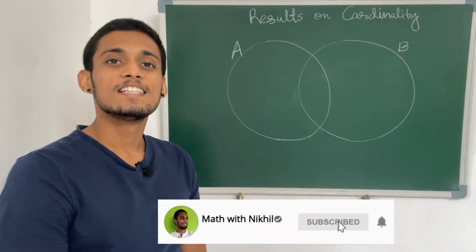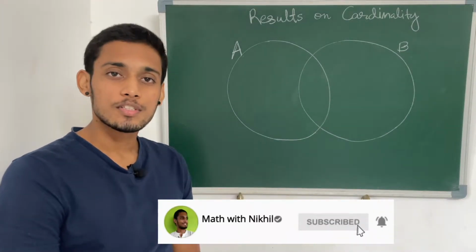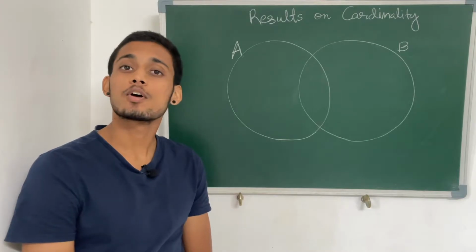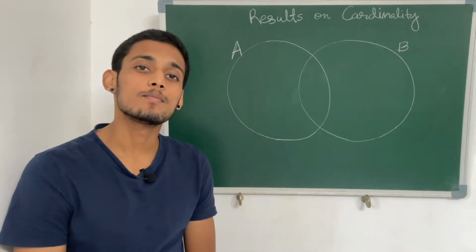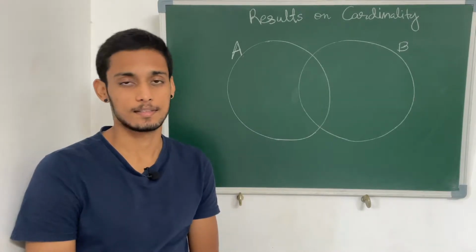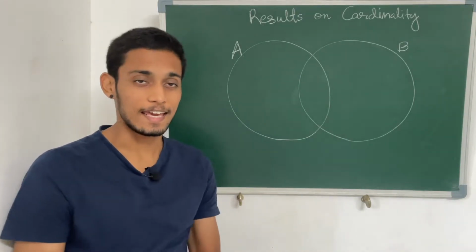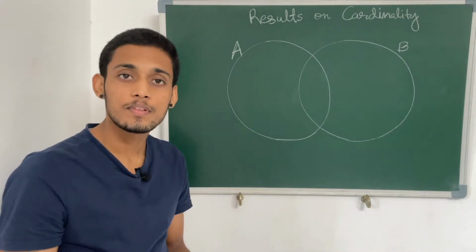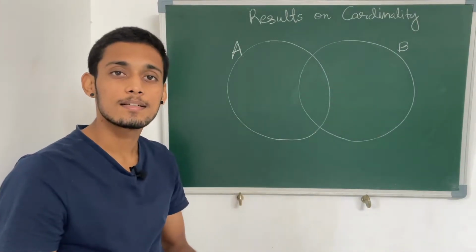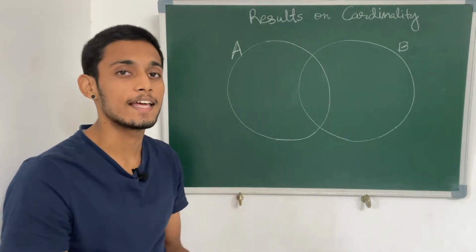Hello friends, in this video we are going to watch some important results based on cardinality of a set. So previously we have seen what the term cardinality means. For a given set A, what does the cardinality of A mean? It simply means the number of elements inside A.